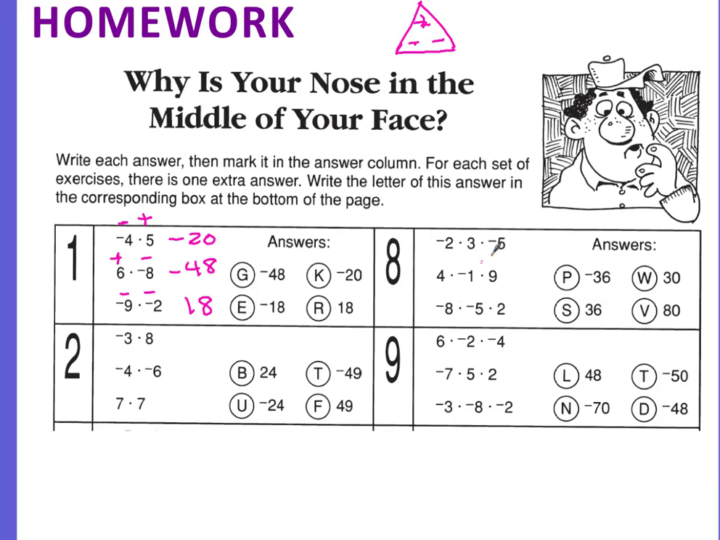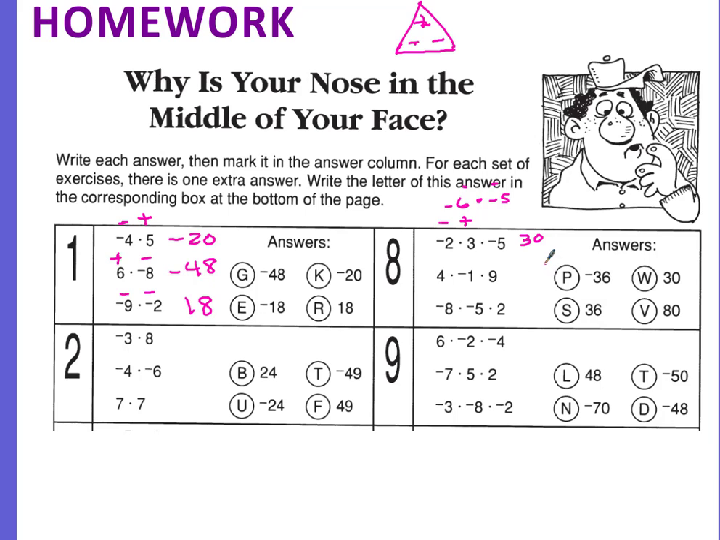Okay, what about in box number 8 when you have 3 factors that you're multiplying together? Well, you can do 2 at a time. A negative times a positive will give me negative 6 because it's 2 different signs. And then if I multiply negative 6 times negative 5, I see that they're both negatives, which are the same signs, so your answer is 30.